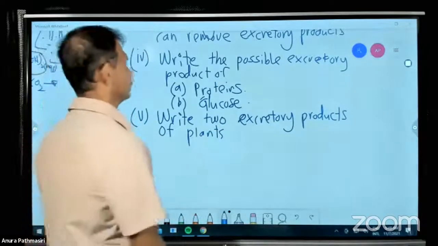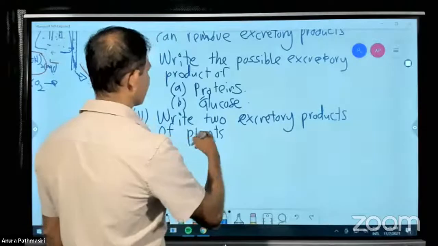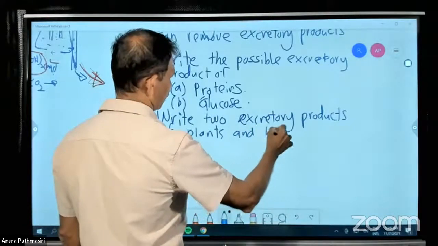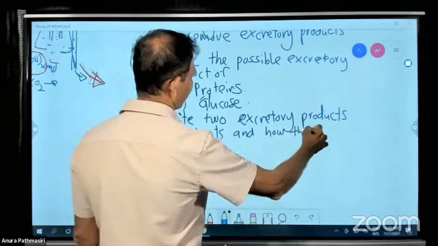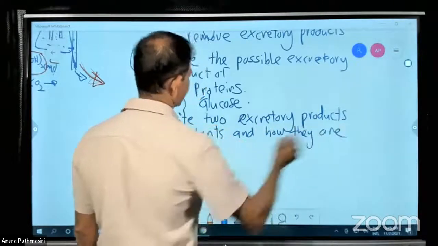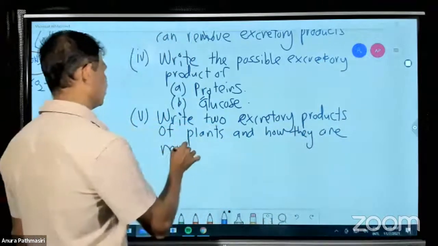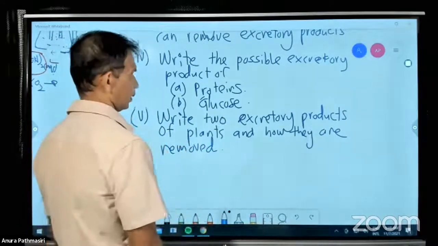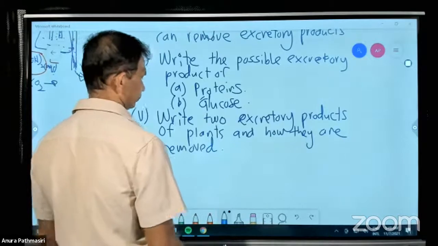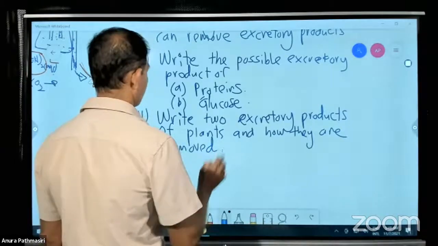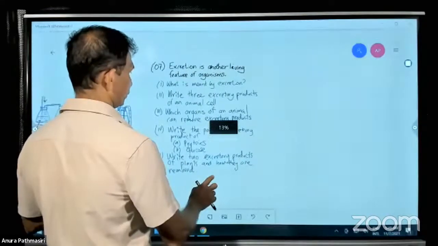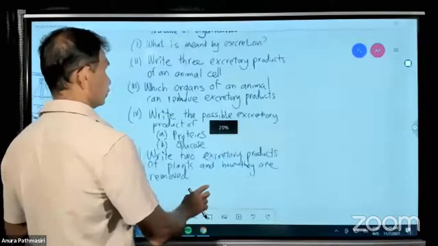Write two excretory products of plants and how they are removed. How they are removed. That's enough for the day. And good answers.